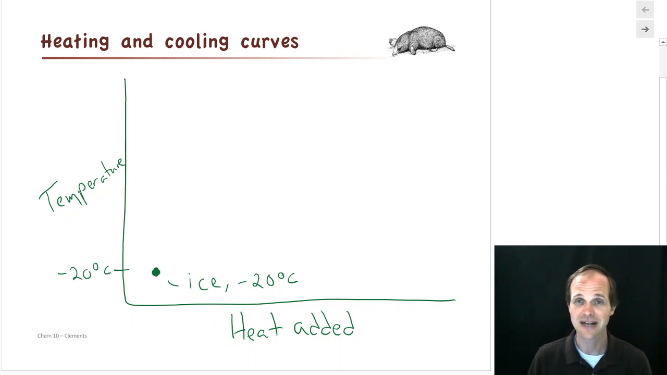So over here on our temperature axis, we have minus 20 degrees Celsius. And then what we're going to do is add heat to it. Now, most people say, well, what happens when you add heat to ice is it melts. But it won't melt until it gets to what temperature? It won't melt until it gets to 0 degrees.